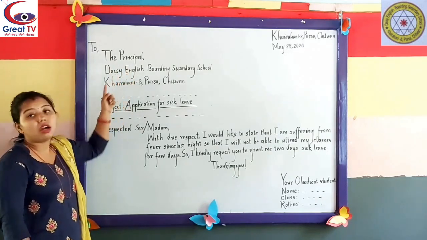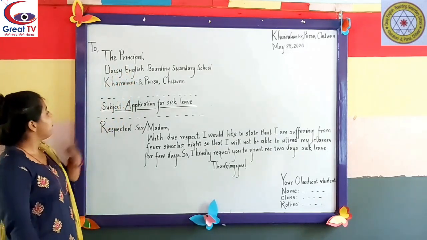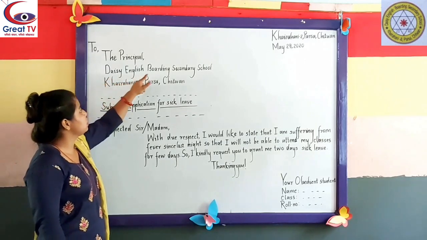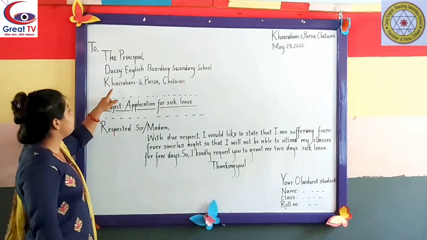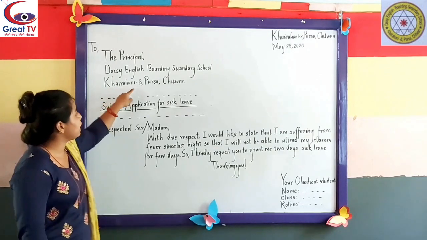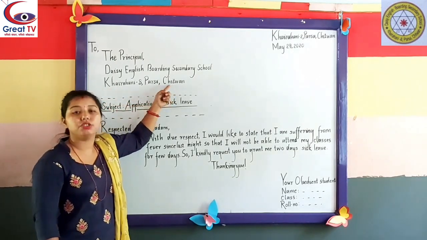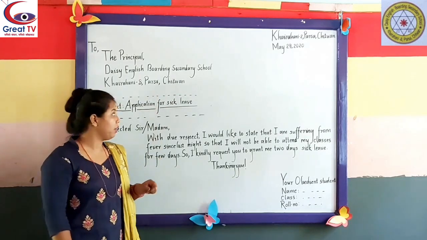Now here, your school's name. Okay, my school name is Daisy English Boarding Secondary School. You have to write your school's name. Then school's address. Khairani 8 Parshachidam. This is my school address. You have to write your school address.